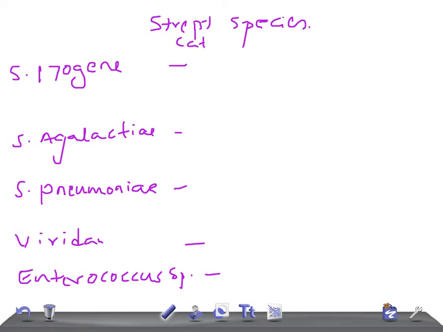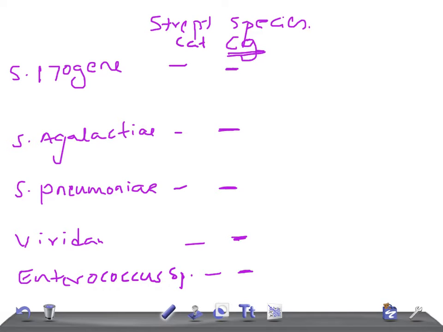Now let's talk about coagulase. Is pyogenes coagulase positive or negative? It's negative. Agalactiae, negative. Pneumoniae, negative. Viridans, negative. Enterococcus species, again the same, negative. So most of the Strep bacteria are coagulase negative. Remember, catalase positive means Staph, catalase negative means Strep. And again, the coagulase negative are Strep.